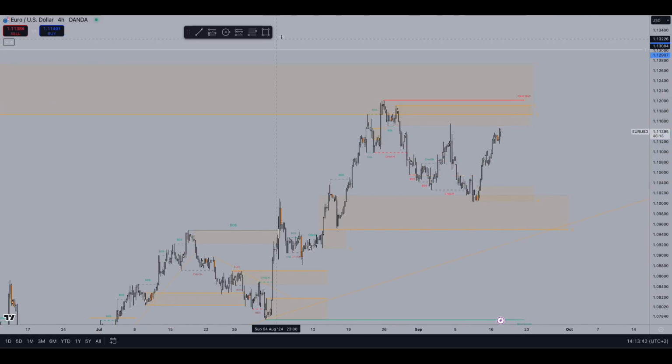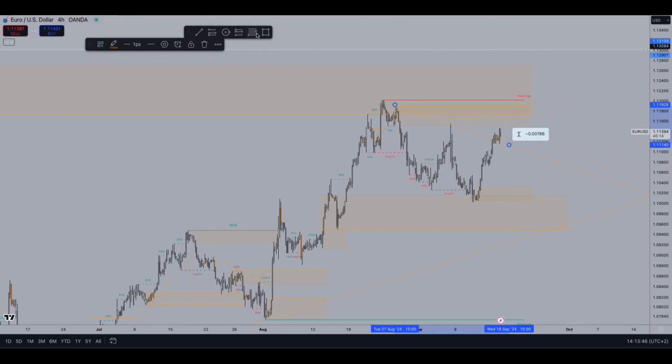Now, for the Euro US dollar, we do have this trend line in here, which has been broken right now, which means that we created a new demand zone in here and in here. So once price retraces back to those demand zones, we can look for some longs to scale further in this bullish up move.